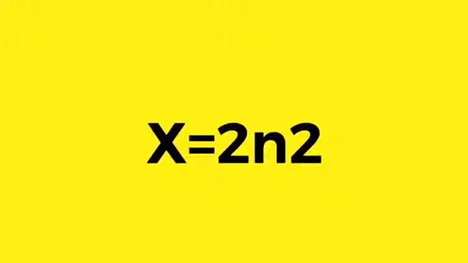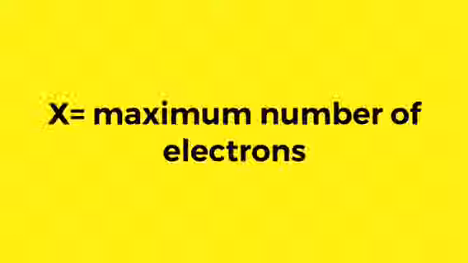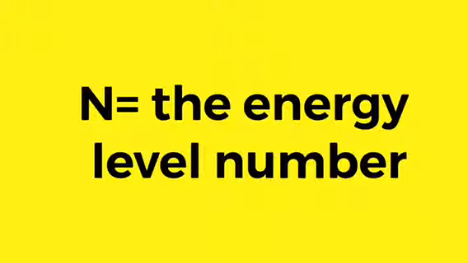Here's the formula. It is x equals 2n exponent 2, where x stands for the maximum number of electrons that energy level can hold, and n is the electron energy level number, like the first energy level, the second energy level, the third one, fourth one, fifth, and so on and so on.